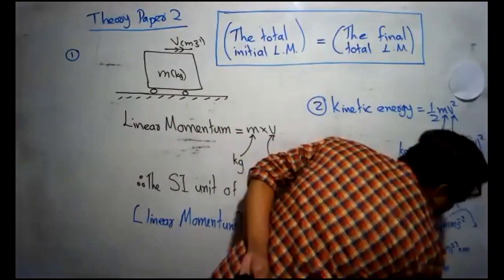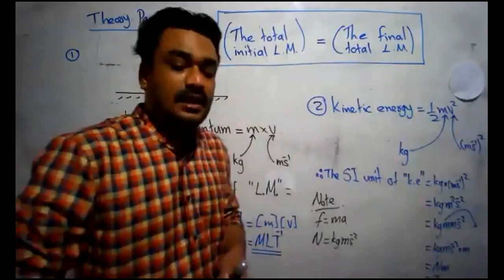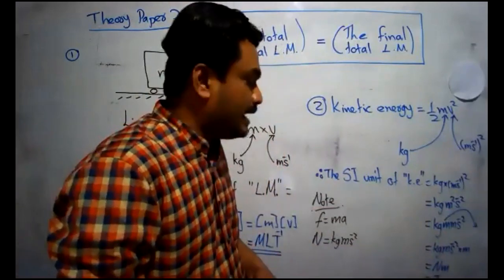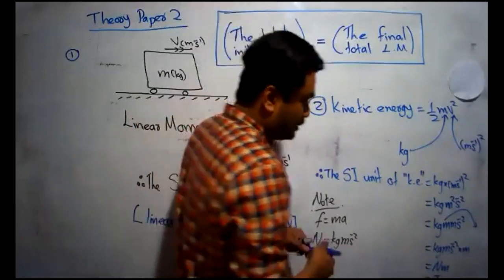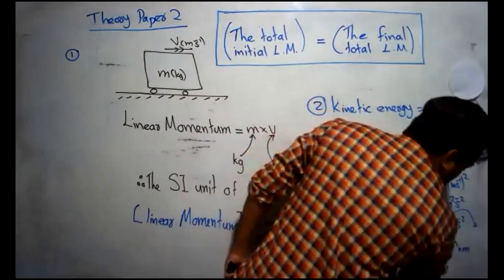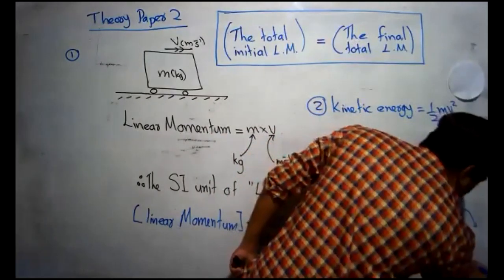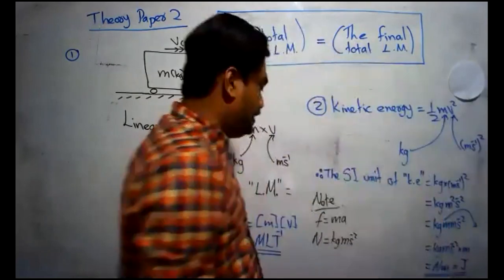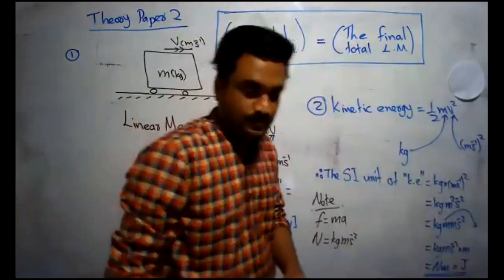So please remember that to represent the unit of kinetic energy, we are able to use 3 units. First one, kg m square s minus 2, Newton meter, or Joule. All the 3 are acceptable. Please complete this and write the note also. Start there.